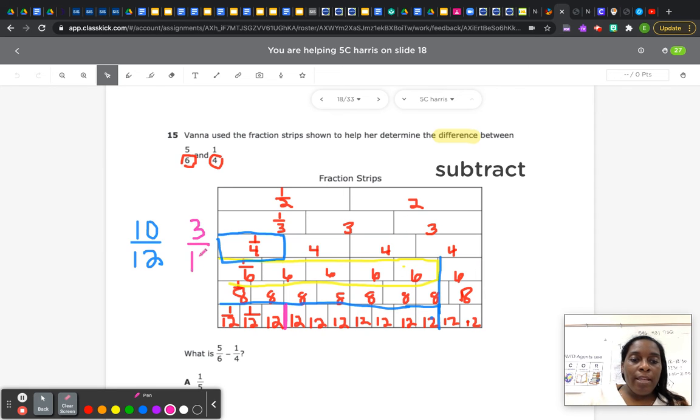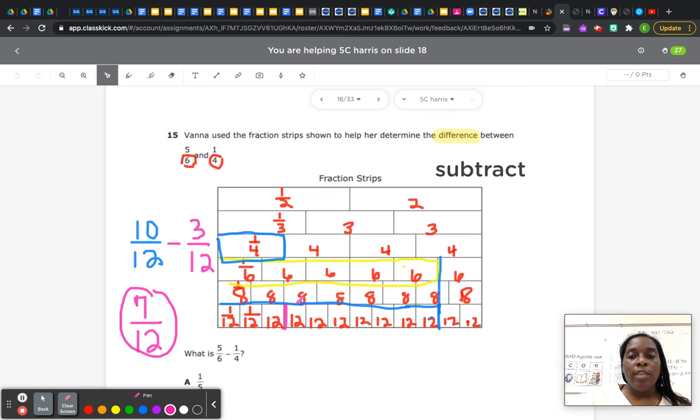And now my denominators are the same. So now I can do the difference between 5/6 and 1/4. And 10 minus 3 is 7. And my denominator stays the same. So my answer to this problem is 7 12ths.